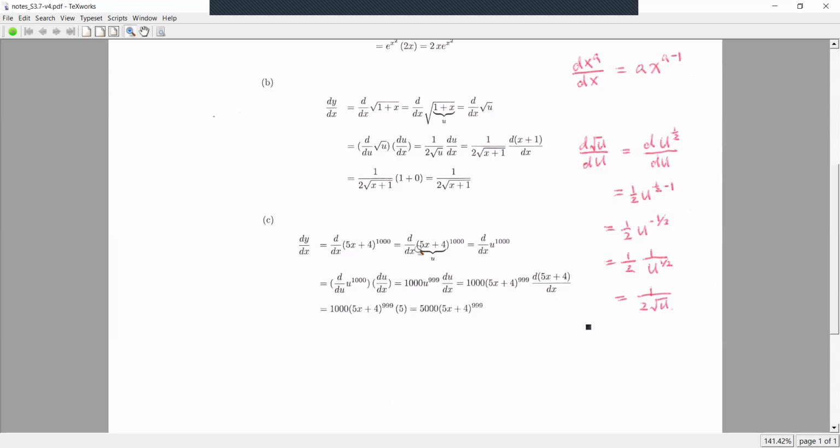Now I plug in 5x plus 4 for u here to remove u. Then I have this equation. For this derivative, 5x plus 4: for 5x, the derivative is 5. For 4, the derivative is 0. So this derivative is equal to 5. Simplify this expression, then this is the answer to part C.